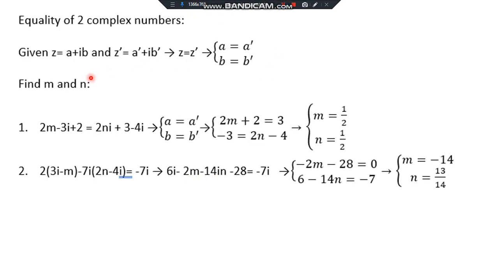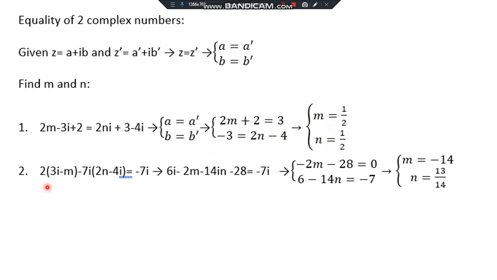The last part in this video: two complex numbers are equal when real equals real and imaginary equals imaginary. So if you want to find m and n so that these two complex numbers are equal, I start with the real part, the things without i. Here I have 2m, here I have 2, so 2m plus 2 equals the real part in the second, which is 3. Imaginary, the coefficient of i here is minus 3, and here 2n minus 4. So you solve for m, you're going to get half, and n equals half.